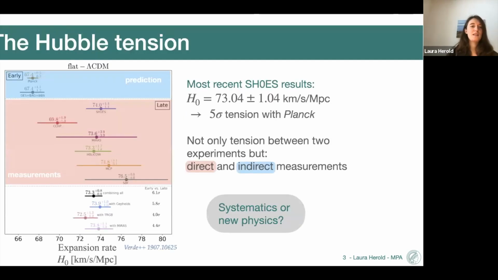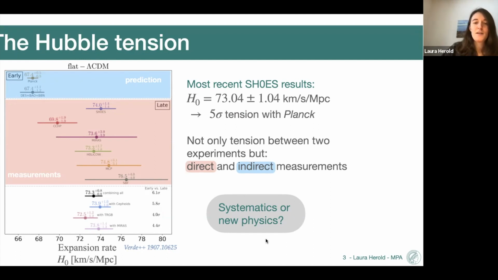As you all know, there's a discrepancy in different measurements of the expansion rate, the Hubble constant. Taking into account the most recent Schulz result, one ends up with a 5 sigma tension with Planck. But the interesting part about the Hubble tension is, of course, that it's not only a tension between two experiments, but between two classes of experiments. On the one hand, the direct measurements that do not or only weakly depend on a cosmological model, and the indirect measurements which need to assume a cosmological model, usually flat lambda CDM. And now the big question is whether this tension is caused by systematics or new physics.